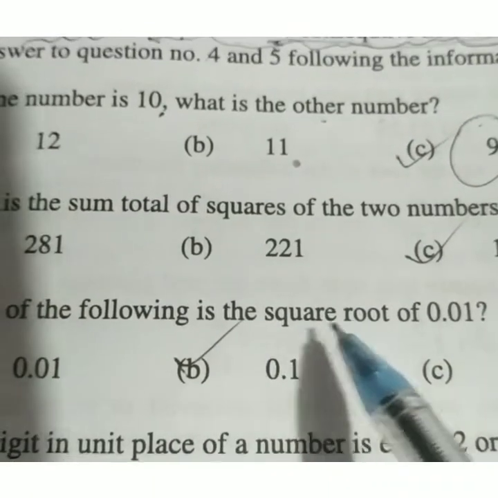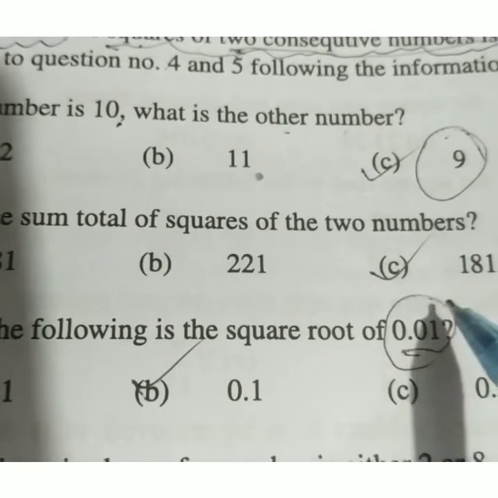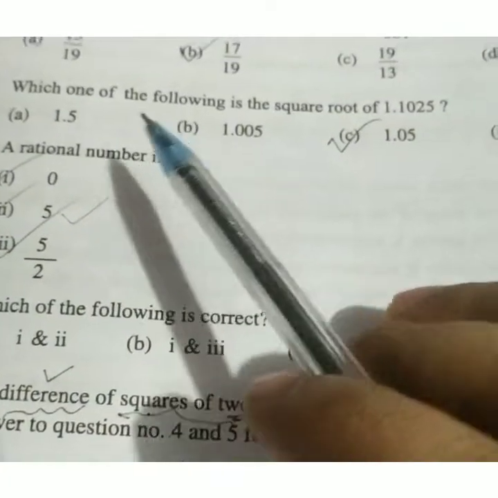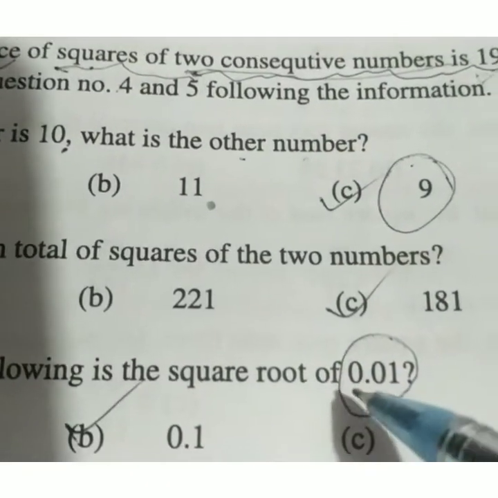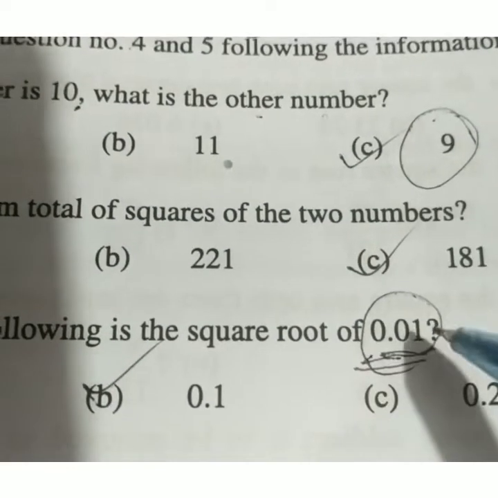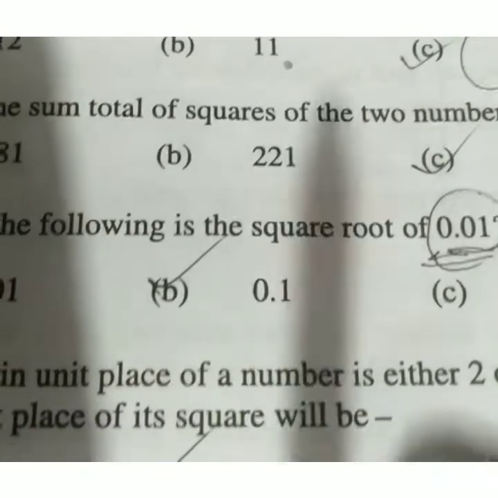So which one of the following is the square root of 0.01? I'm sure you know how to find out the square root of 0.01 with this same way which I did for 1.1025 number 2. We need to follow the same way. The answer will be what? 0.01. Okay, square root of 0.01 is 0.1.